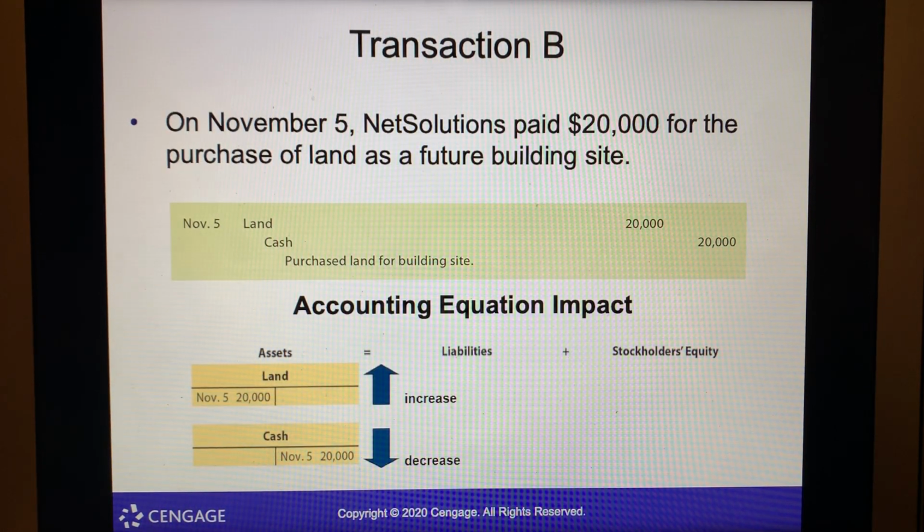So transaction B, 20,000 for the purchase of land. Obviously put the date, November 5th, first. Land debited for 20,000, and since 20,000 came out of our cash account, we're going to credit cash for 20,000. Purchase land for building site. So on the bottom left, our land went up, but our cash went down, and that's what is noted right there. Okay.